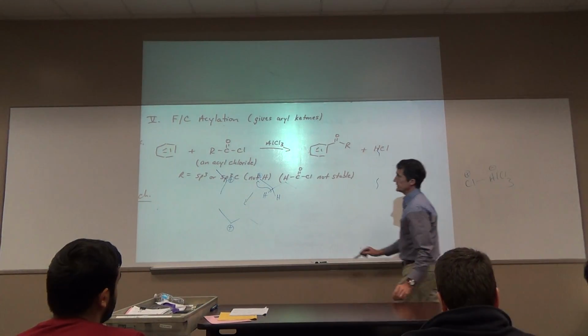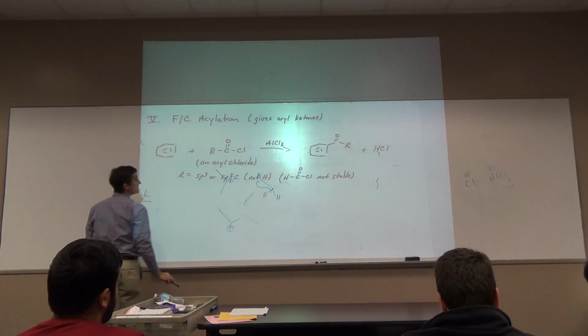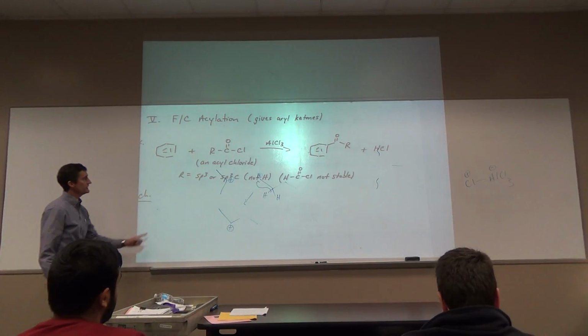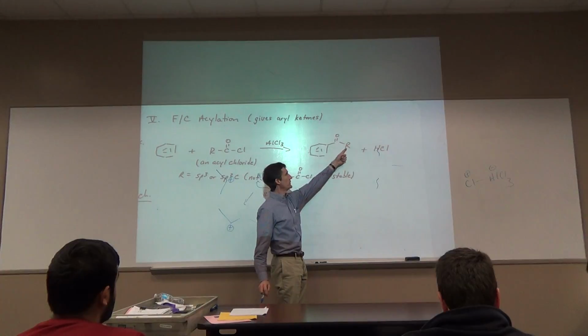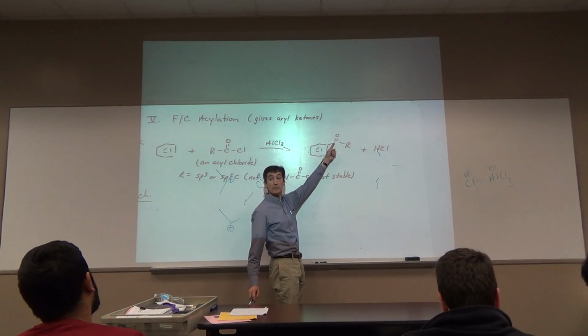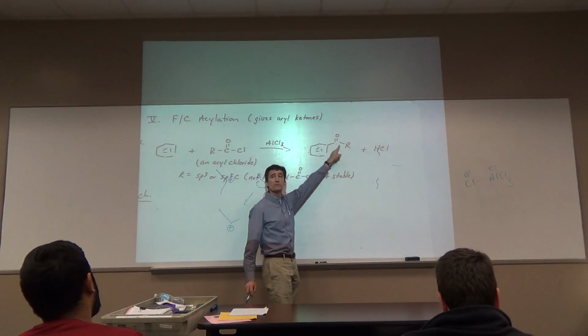And that's when we look at Friedel-Crafts acylation. Acylation is going to give us a ketone on the ring. It's still a carbon. The carbon is in a form of a ketone.